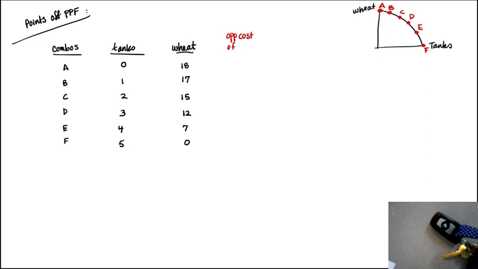Well, which direction are we moving in? Are we going from A to F or really F to A? What would make more sense? Yeah, really, we're looking at what's the cost of adding a tank and adding another tank and adding another tank, right? So what probably is the easiest thing to do, but you could calculate it the other way too, is to look at the opportunity cost of tanks. So opportunity cost of tanks is going to be wheat foregone over tanks gained.